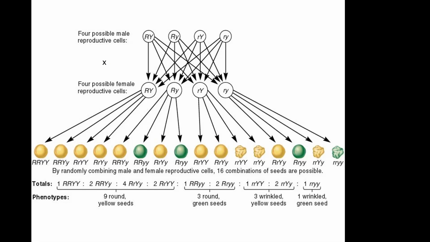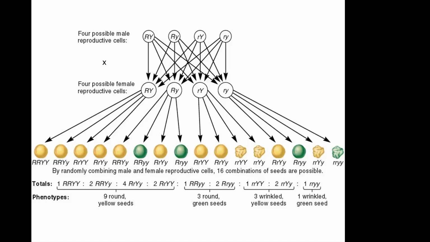And then we can put the genotypes down here by just calculating them all, writing them all down. And what you notice is there's only one that's like this, where everybody's dominant. There are 2 that are like this, where the R's are dominant, but the Y's are heterozygous. There are 4 where they're both heterozygous. There are 2 where the R's are heterozygous and the Y's are dominant, okay?